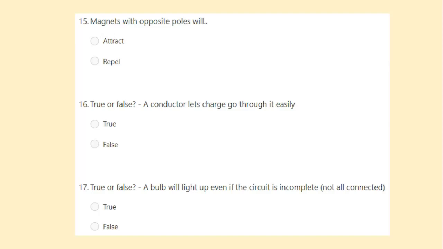Question 16 is a true or false. A conductor lets charge go through it easily. Do you think that is true or false? A conductor lets charge go through it easily. Is that true or false?